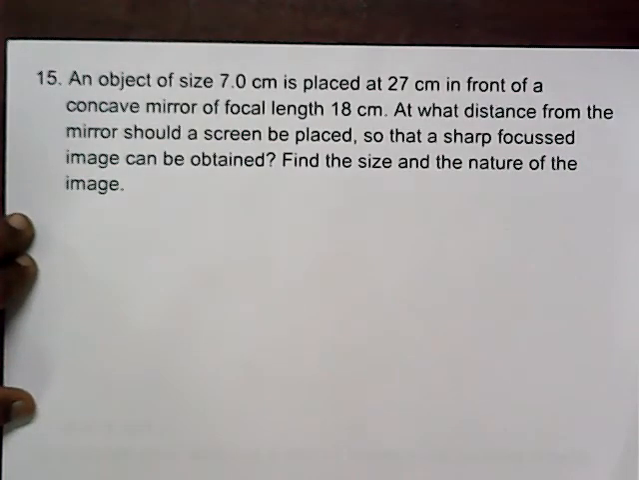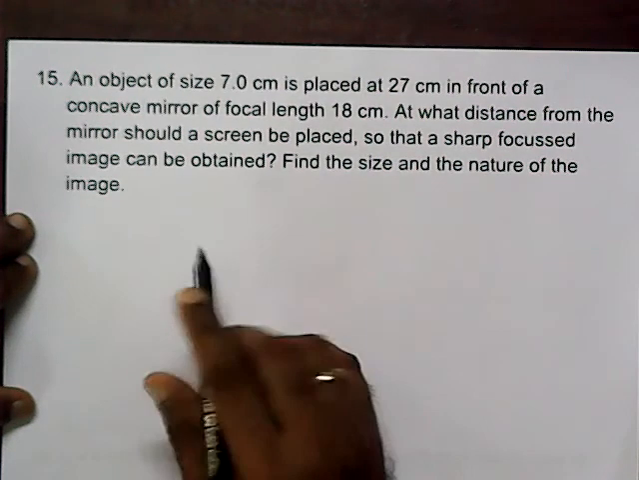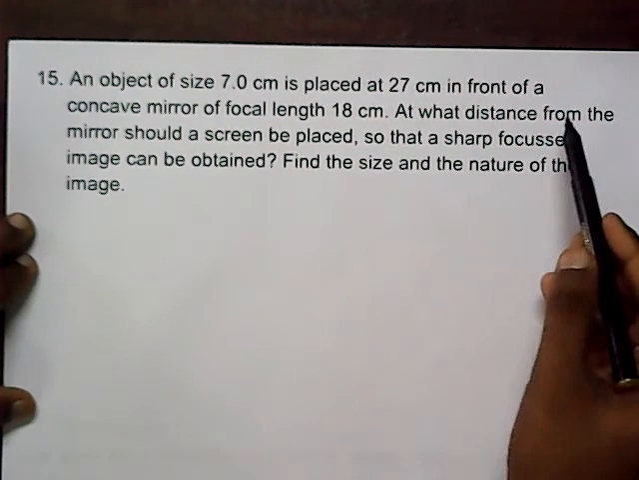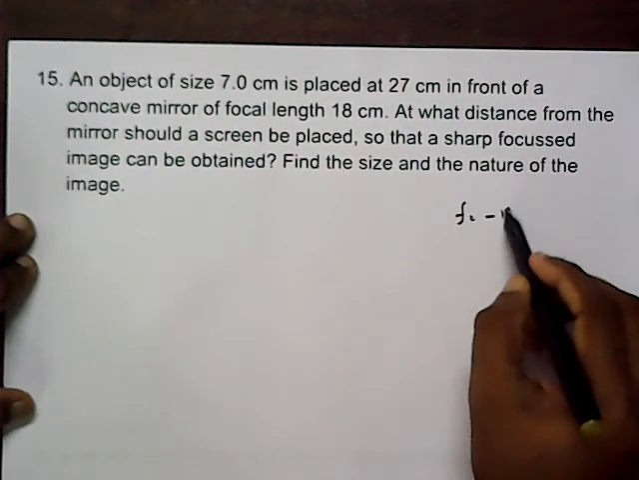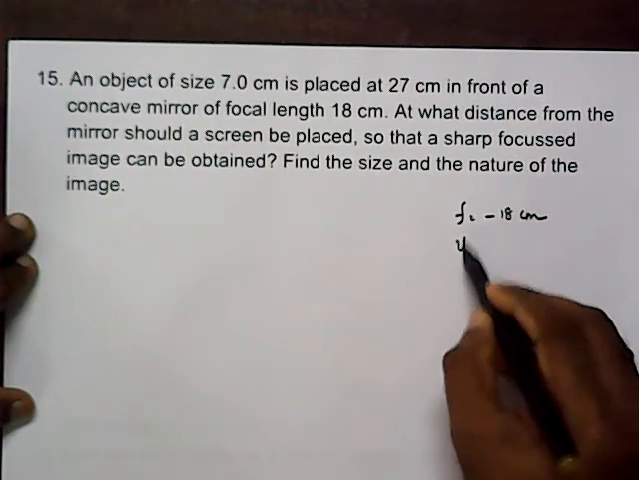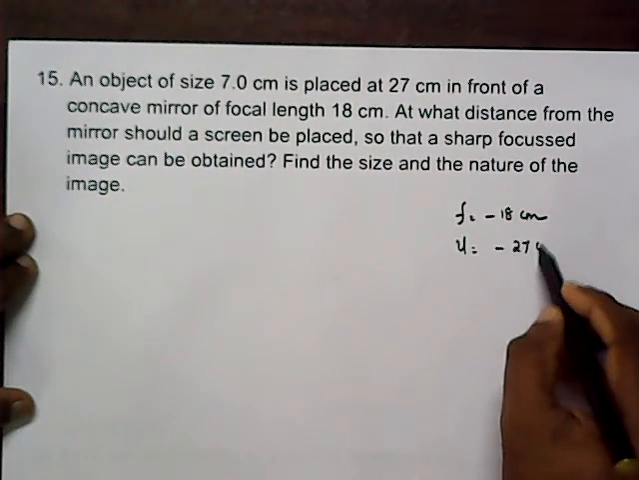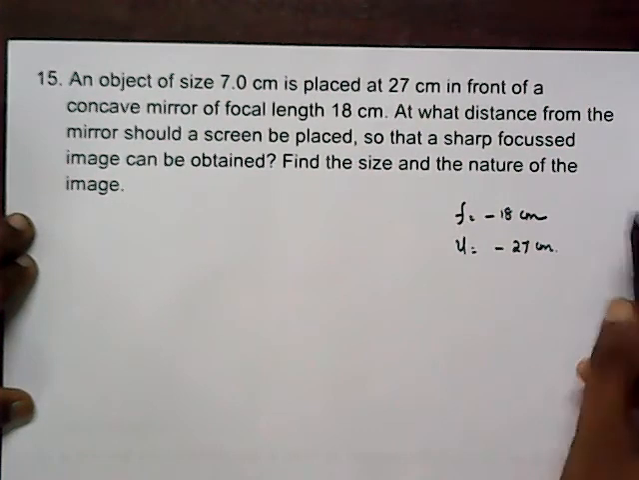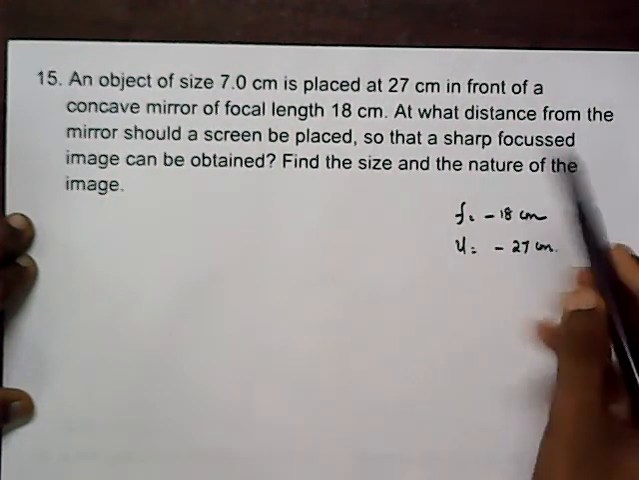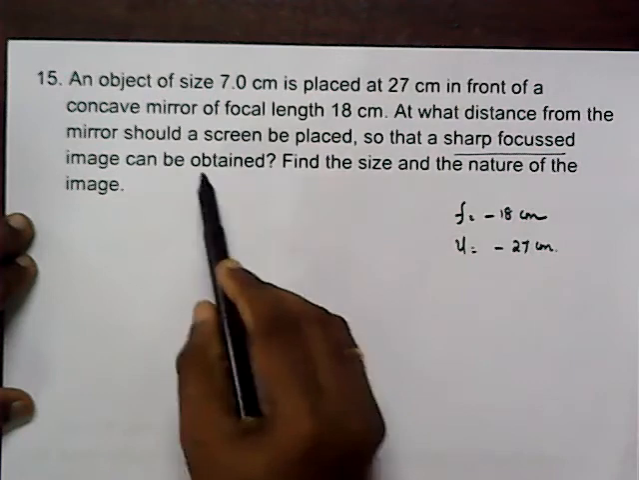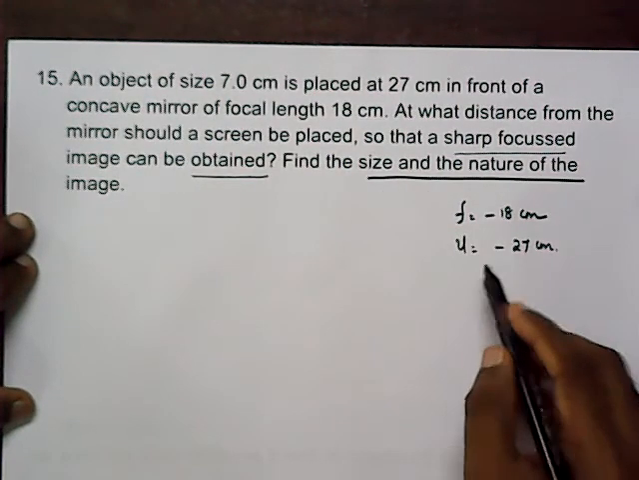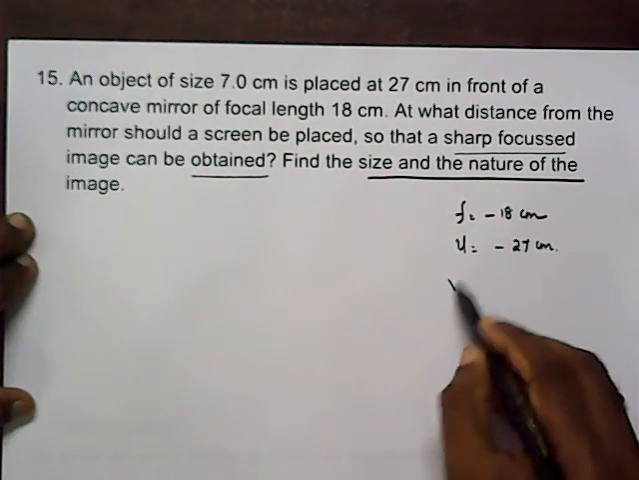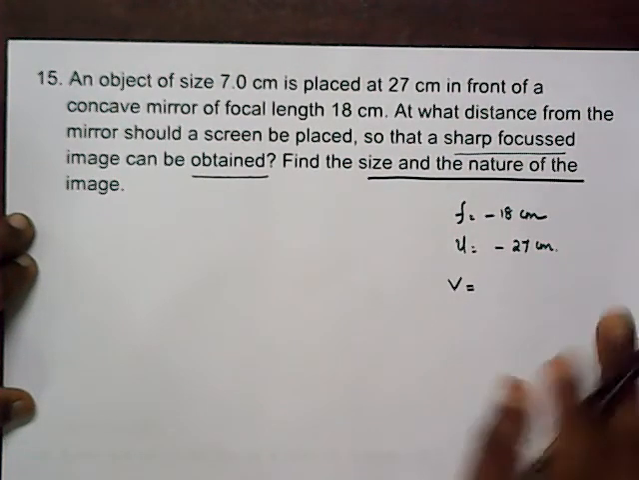Number 15. An object of size 7 centimeter is placed at 27 centimeter in front of a concave mirror of focal length. So f is given as minus 18 centimeter, and u is minus 27 centimeter. At what distance from the mirror should a screen be placed so that a sharp focused image can be obtained? So again we have to find the size and nature, and the location where we have to place the screen.